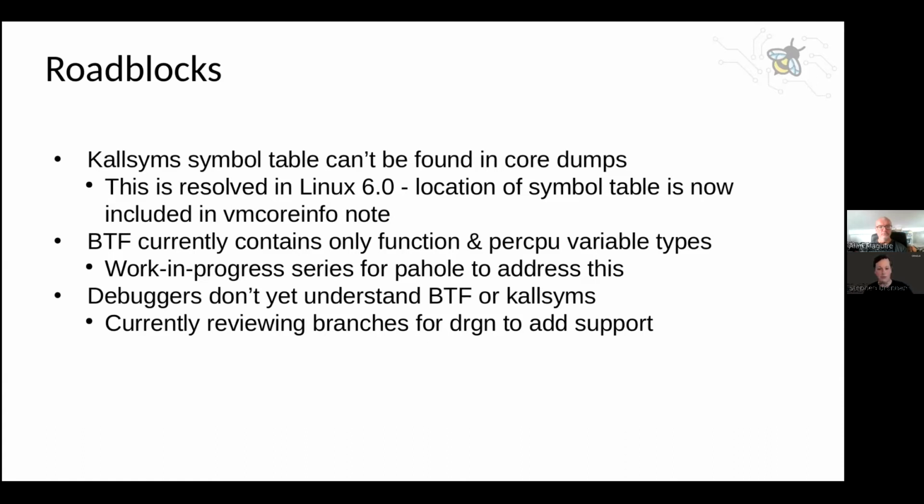First, kallsyms symbol data wasn't able to be found in a core dump. As of Linux 6.0, this is resolved. We record where the symbol table is inside of the VMCOREINFO note. So if you load a crash dump, you can find that symbol table and start parsing it. Second, BTF data currently only has data for function and per-CPU types, but we've got a work in progress series to address this by generating all types. And then last, no debugger yet understands BTF or kallsyms, but we're working on upstream branches for drgn to add support for that. Next, Alan's going to tell us a little bit about packet capturing.